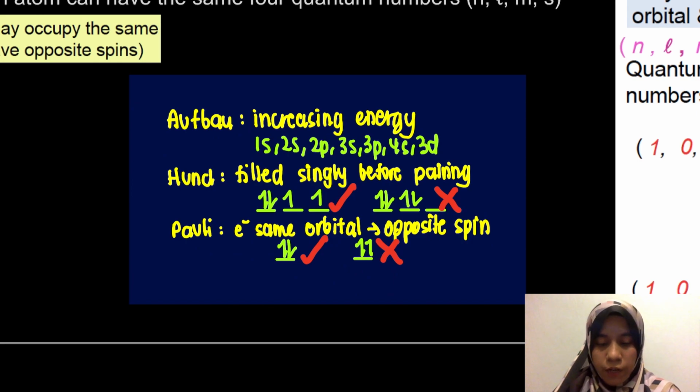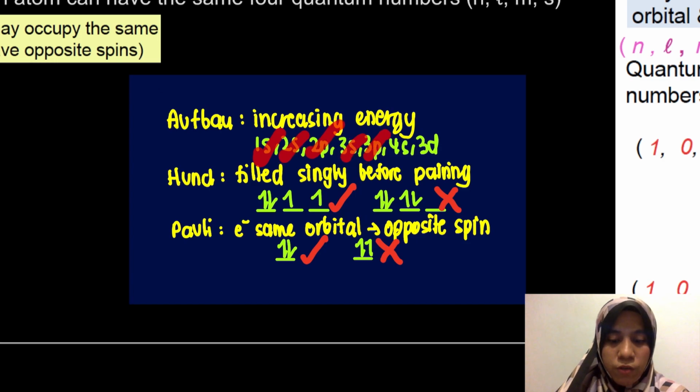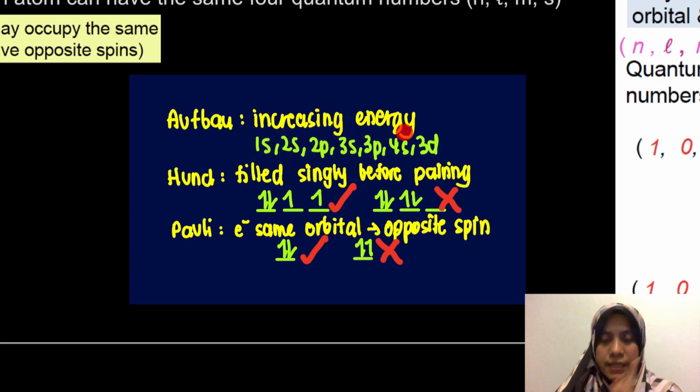First one is actually Aufbau principle. Aufbau principle, where we learn that the electron is occupied in the order of increasing energy. So 1s dulu, 2s, 2p, 3s, 3p. Okay, yang ini yang lain sikit. 4s dahulu, baru 3d. Okay, that's for the Aufbau principle.